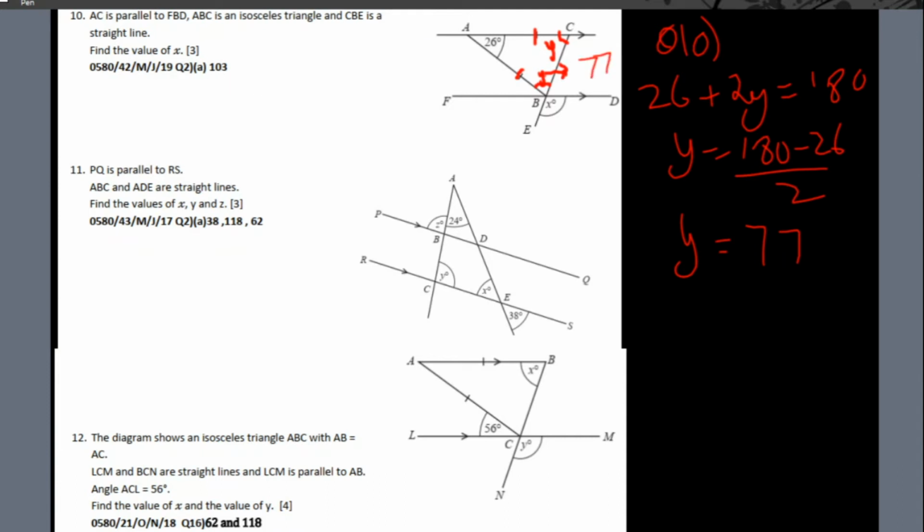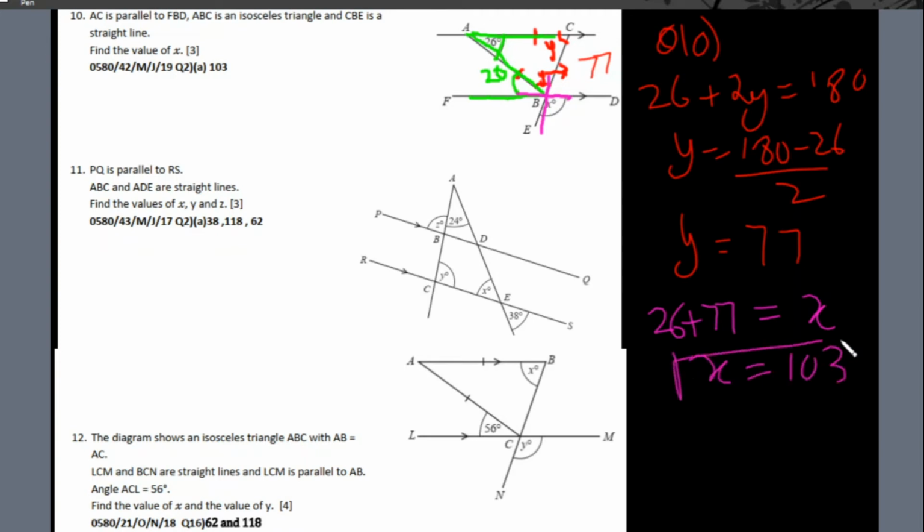Also, we know that we see a Z here. This is a parallel line, this is a parallel line, and this transversal is making a Z. So this 26 angle is alternate to this angle, so this is also 26. Thirdly, we have two vertically opposite angles here. Vertically opposite angles are equal, which means that 26 plus 77 equals x. So 26 plus 77 equals 103. This is the answer for question 10.